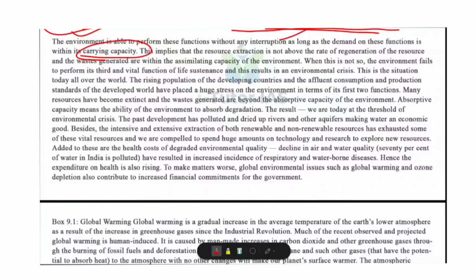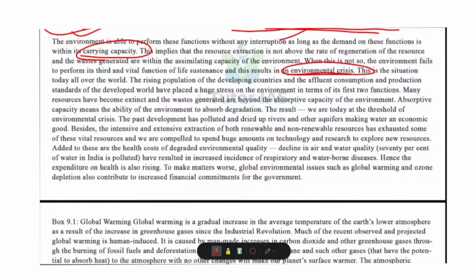Similarly, what are the wastes that we are producing? Plastics, chemicals or smoke. If they are more than what the environment can absorb or clean up naturally, it starts to break down. This leads to what we call an environmental crisis.